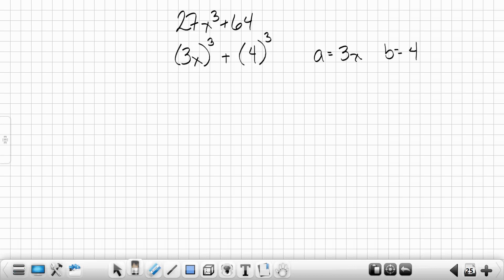So now I just plug those values into the formula and I factored it. I'm done. So this 27x cubed plus 64 equals 3x plus 4 times 9x squared minus 12x plus 16. I'll pause. Make sure we understand where I got everything. Look back at the sum of two cubes formula for factoring the sum of two cubes. Check what I did.